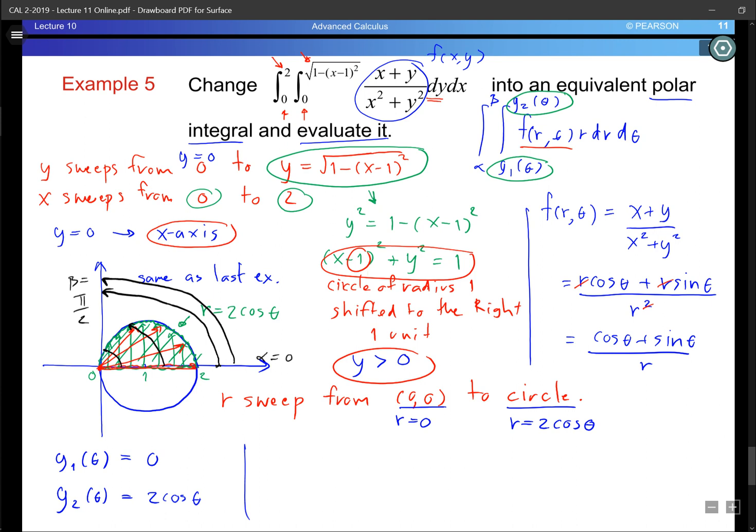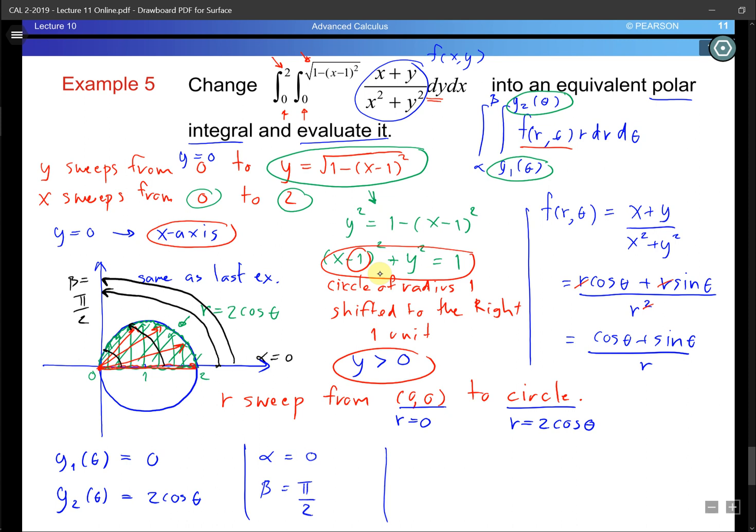So you can say right here that alpha equal to 0, and beta equal to pi over 2. Okay, we have all these terms. Let's combine them and complete the formula.